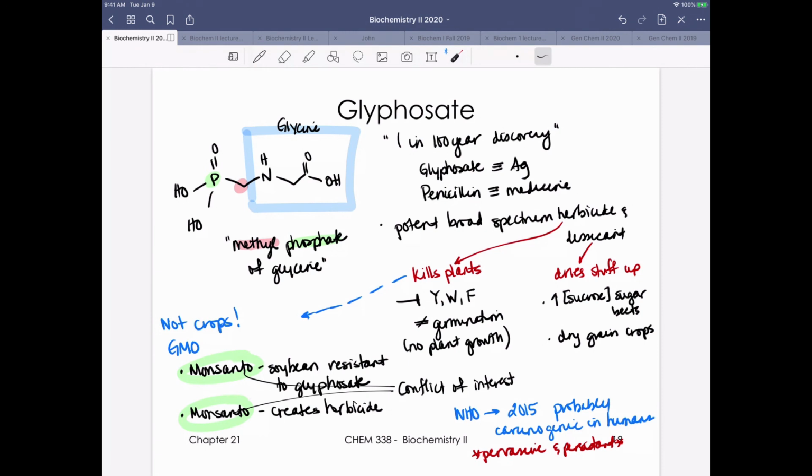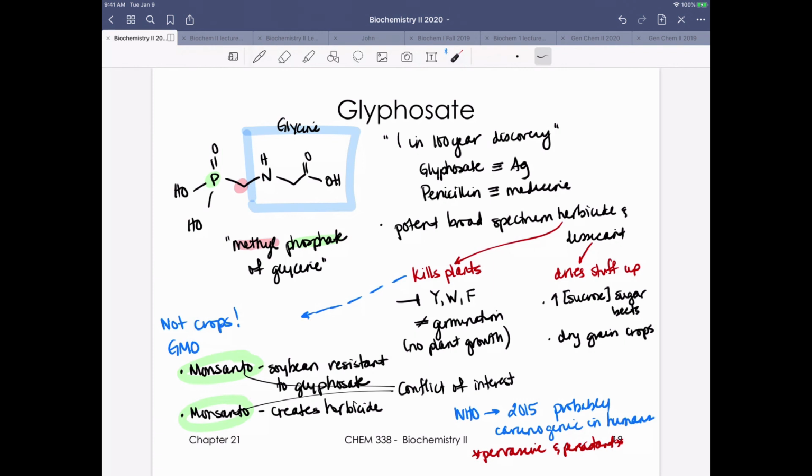And the last story that we talked about was, again, another amino acid derivative. And again, this is not a naturally derived derivative. Glyphosate is really what we think of as a methyl phosphate of glycine. So what I've got boxed in blue here is really what the amino acid glycine would be. And if we added a methyl group and then a phosphate, we have what's called glyphosate.